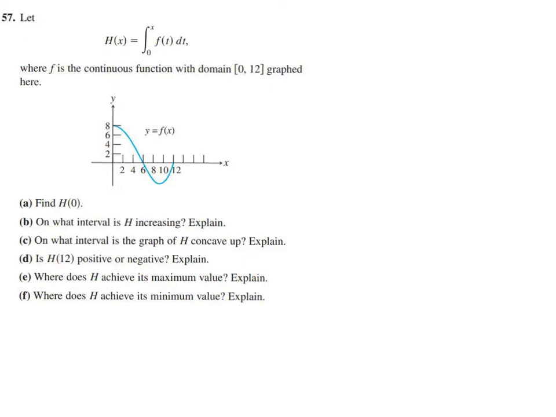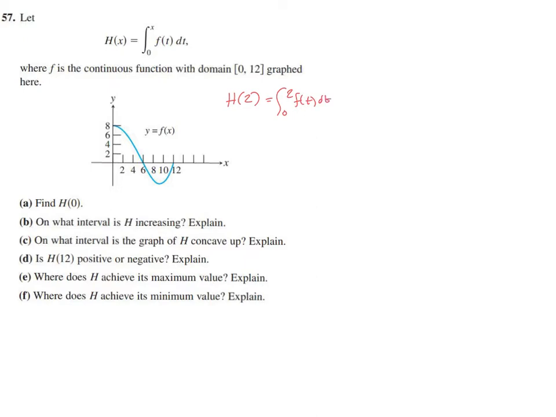Capital H of x is another function where h of x is the integral from 0 to x of the function f of t dt. So what that means, and it's really important that you understand what it means, when I say I want h of 2, for example, h of 2 is the integral from 0 to 2 of f of t dt.